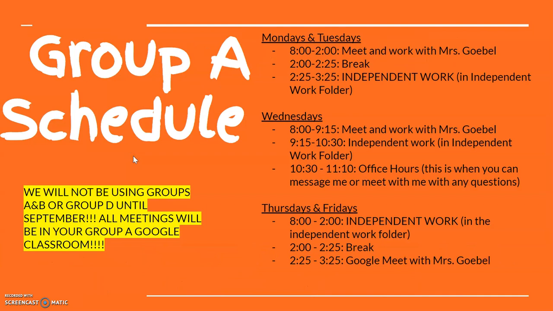Here is a copy of Group A's schedule. I've sent this out through Aries messages, so you should have received it through text message, phone call, or email. It's also in your child's Google Classroom under schedules and expectations. You can find the schedules and so can they, so there's no confusion. So there's Group A schedule.